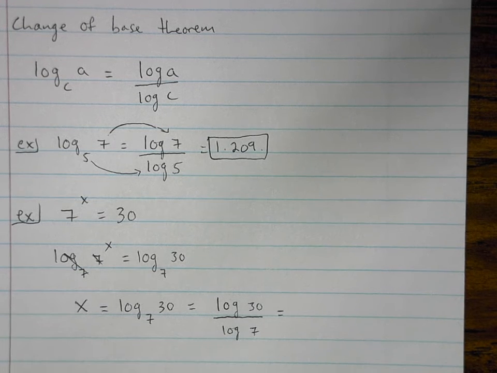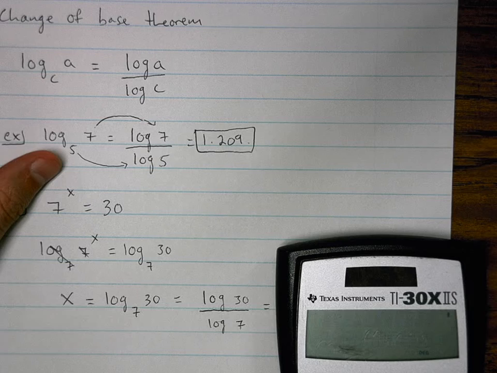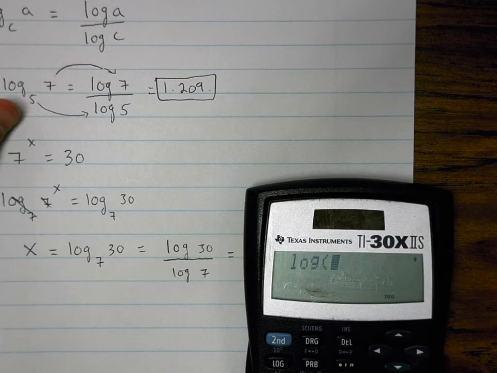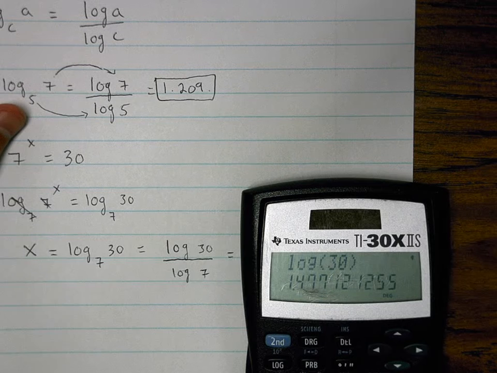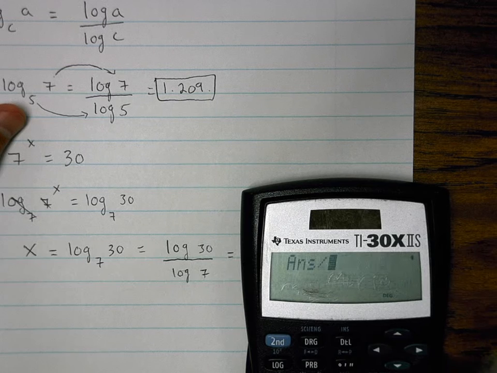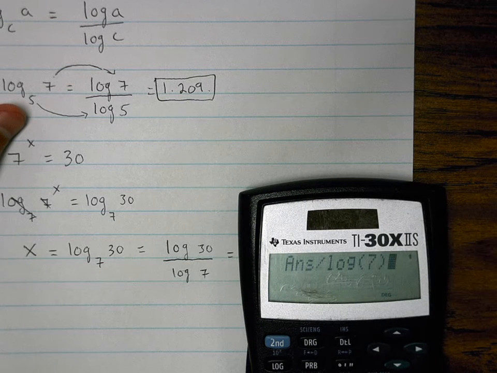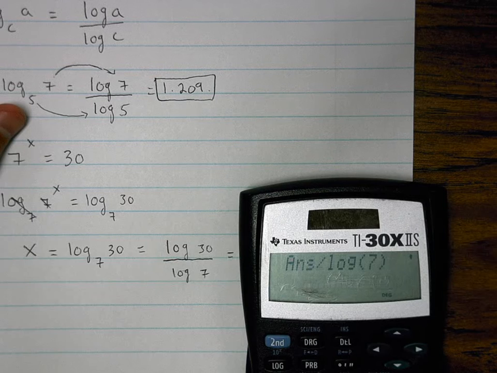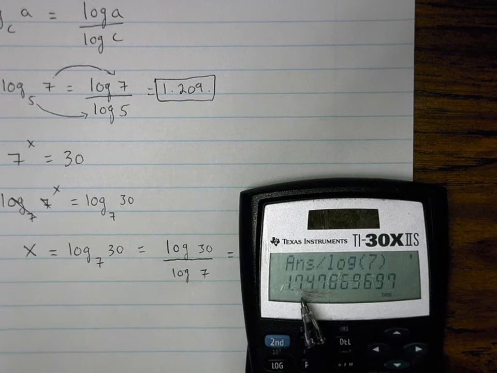In your instructions, I'm going to go back and read the instructions when we're done here. We got log of 30, so log of 30 in the calculator, and that's 1.477. I'm going to divide log of 30 by log of 7. Don't forget to close your parentheses. And we get a final answer of 1.747.